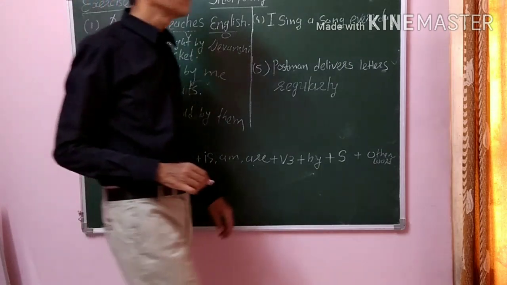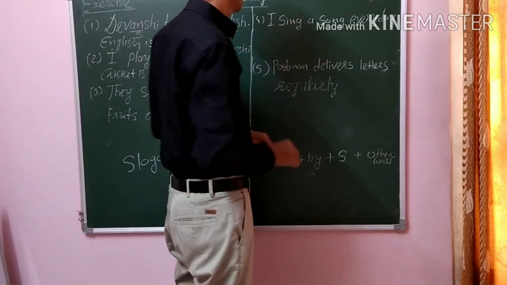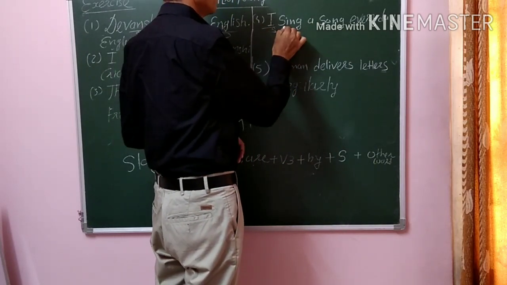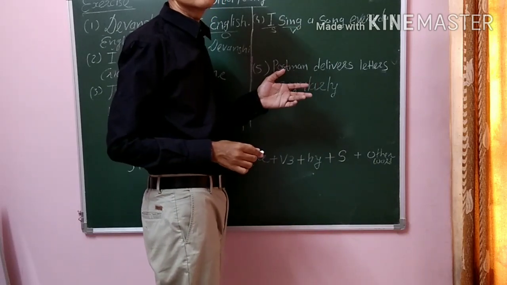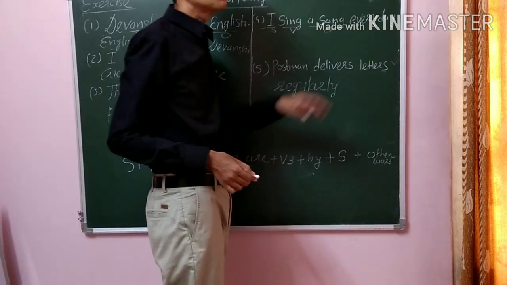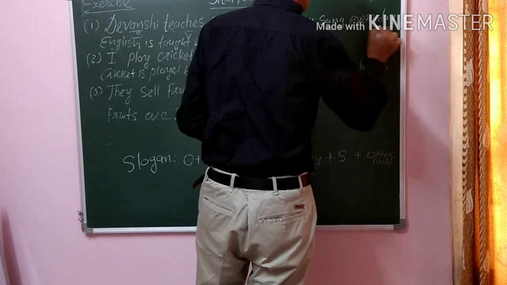Example number 4. I sing a song every day. Here the subject is I. The verb is sing. What is the object? The object is a song. So what about the other? This is the extra word. Every day is the extra word.